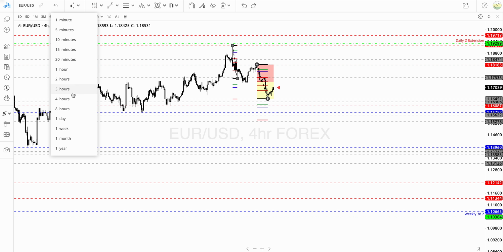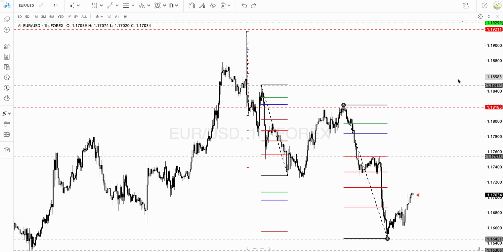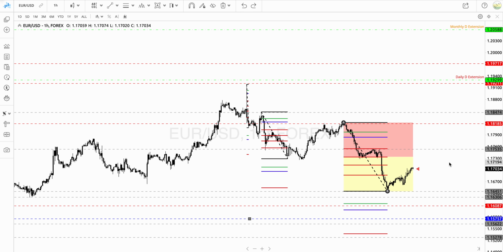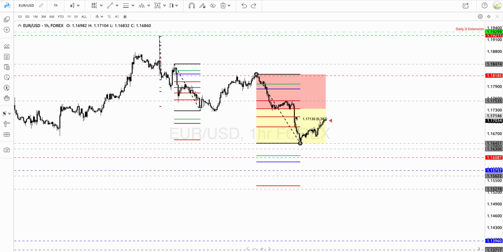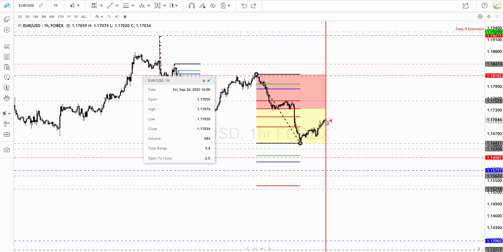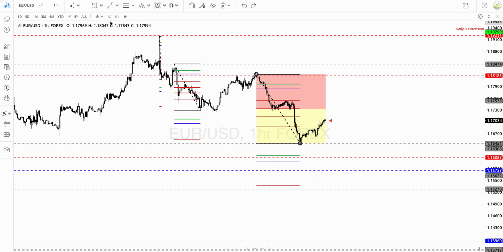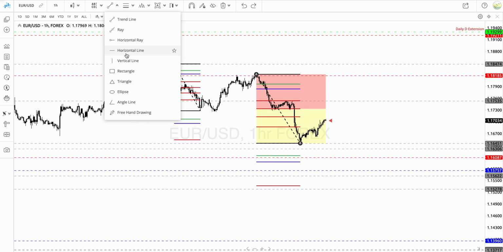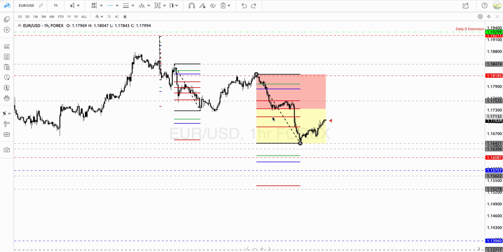Now, I will go 1 degree lower because I need to see what's going on. And I believe this is 117130, 11707. I'm looking to see if we hit the 38.2. 117059. I don't think we have. So I'm going to mark this off for myself so that I know.